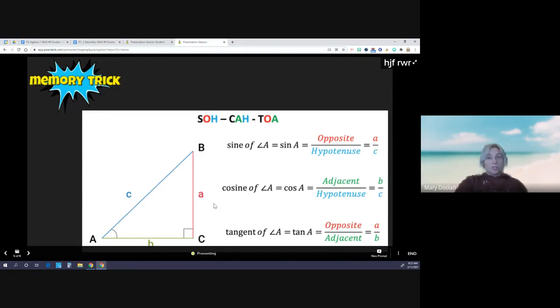Now, if I switch this around, and I'm trying to find sine, cosine, and tangent of angle B, A and B get switched. So adjacent then becomes the side that's touching B, and the opposite side becomes the one that's the furthest away from it. But the hypotenuse always stays the same. C is always our hypotenuse. It's always the side across from the 90-degree angle.